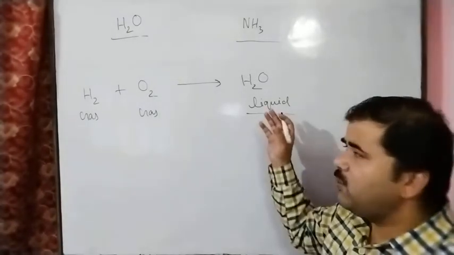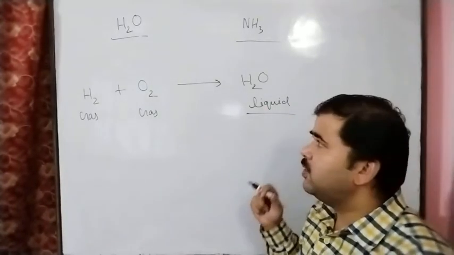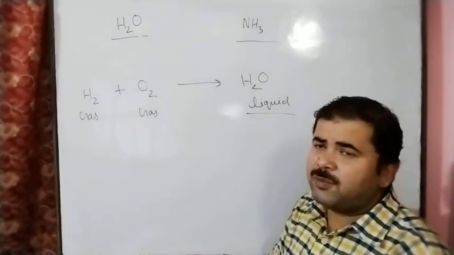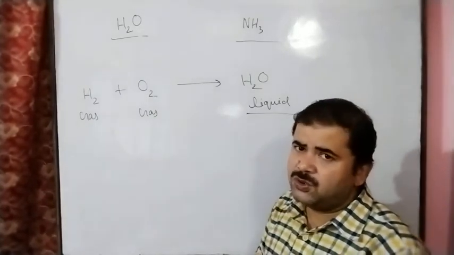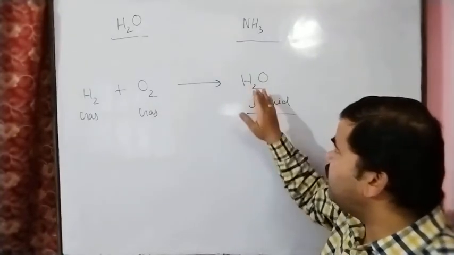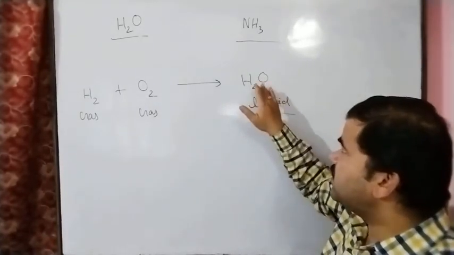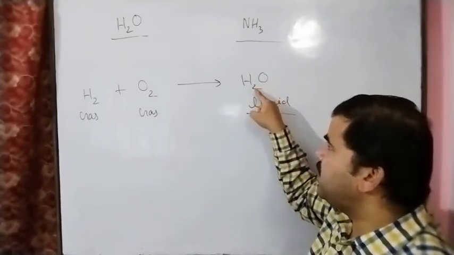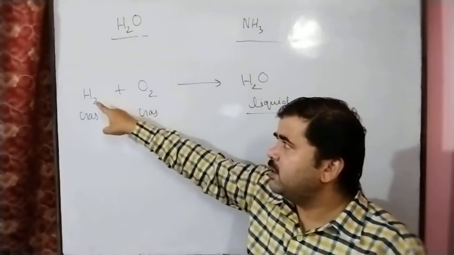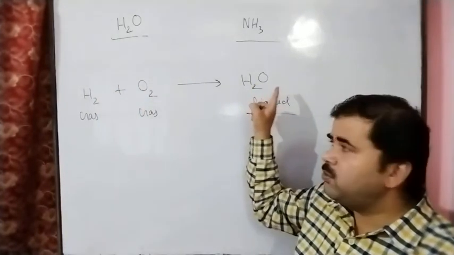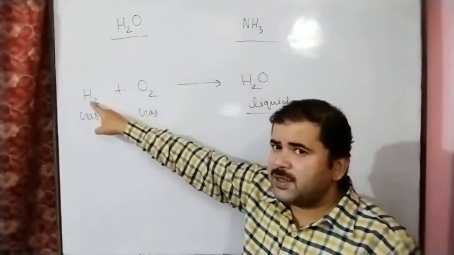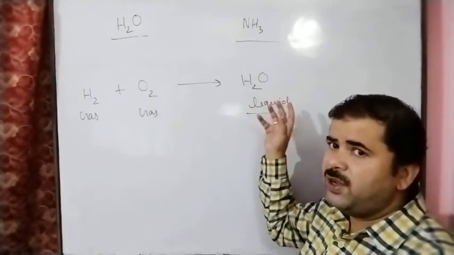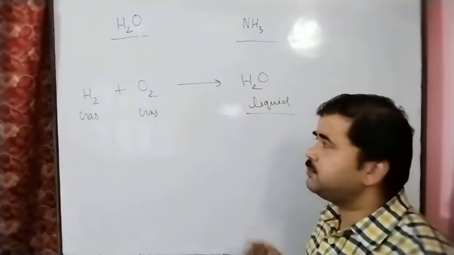So a compound has different properties. A compound has its own properties, which do not depend on the properties of the components present in it. Here water is the compound, and water has its own properties. The properties of water do not depend on the properties of the hydrogen and oxygen that are present as components in this particular compound.